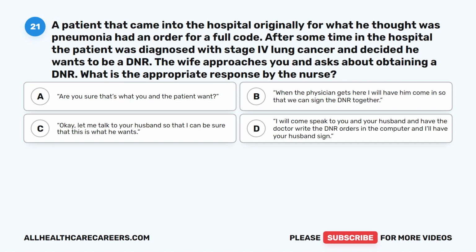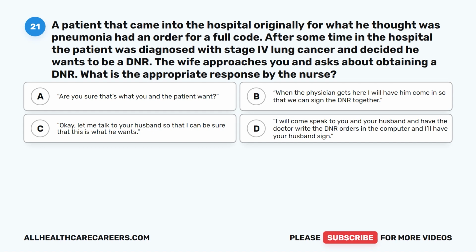Question 21. A patient that came into the hospital originally for what he thought was pneumonia had an order for a full code. After some time in the hospital, the patient was diagnosed with stage IV lung cancer and decided he wants to be a DNR. The wife approaches you and asks about obtaining a DNR. What is the appropriate response by the nurse?